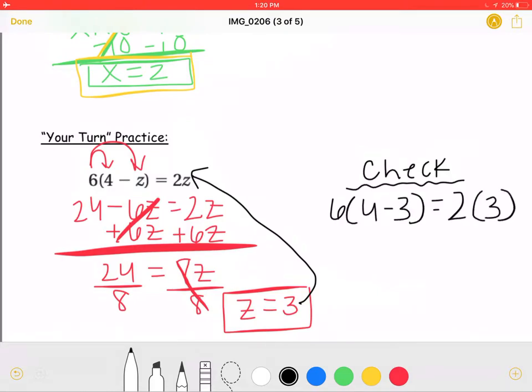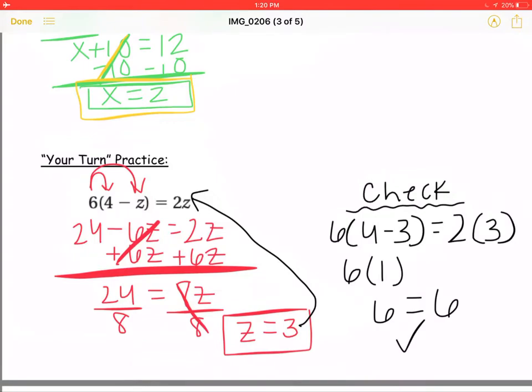And now I'm going to evaluate. 4 minus 3 gives me 1. 1 times 6 gives me 6. 2 times 3 is 6. Is this true? Does 6 equal 6? Yes. So my check is correct, and I know that I'm correct. All right, let's keep moving here.